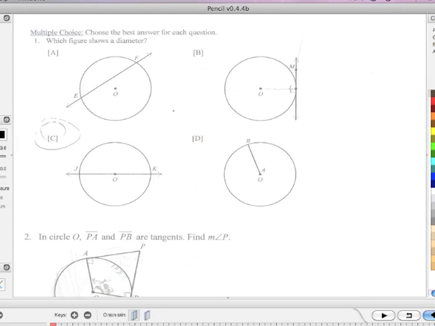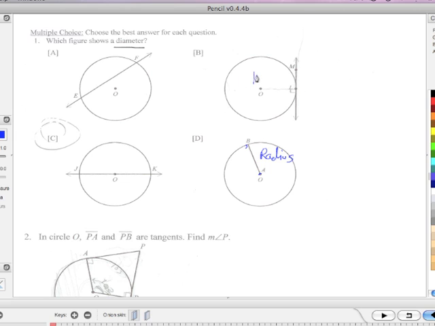So here's the geometry review. Number one is which figure shows a diameter. But let's make sure we know what each one of these things are. This is a radius, right? Because it goes from the center to a point on the circle.